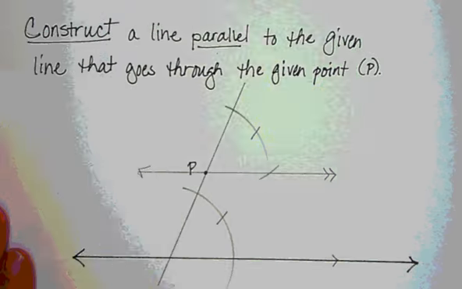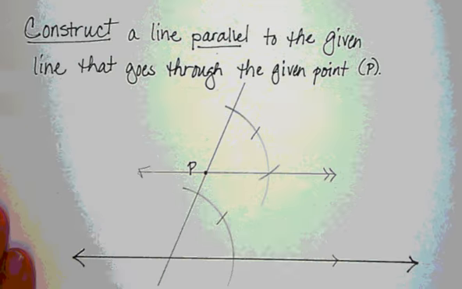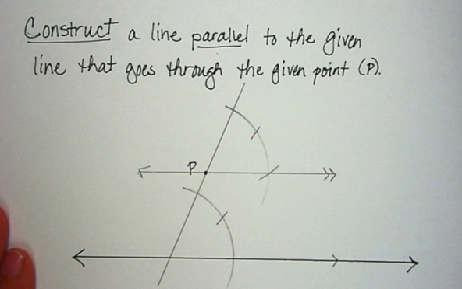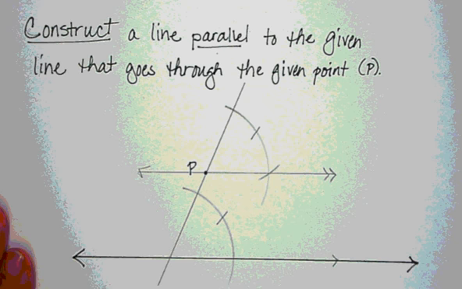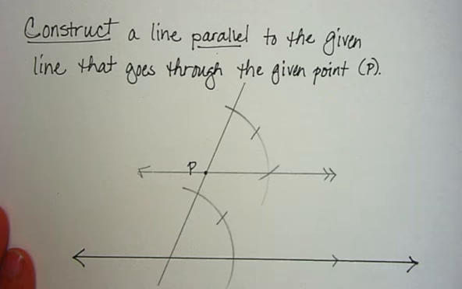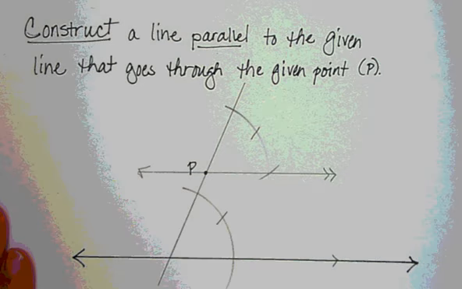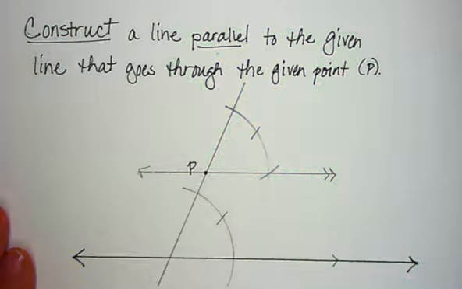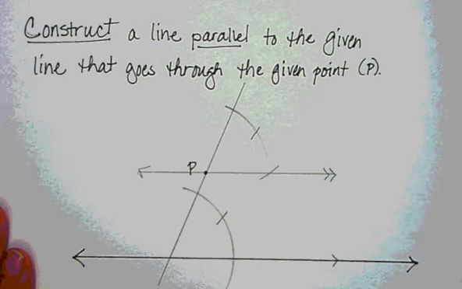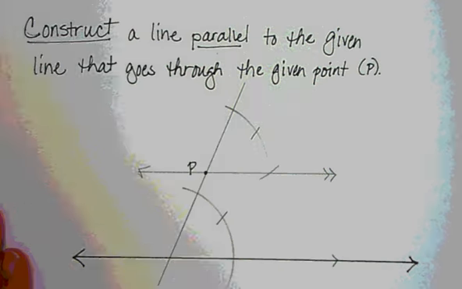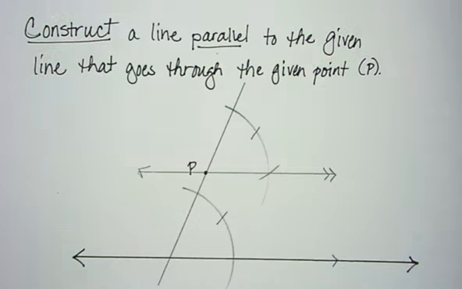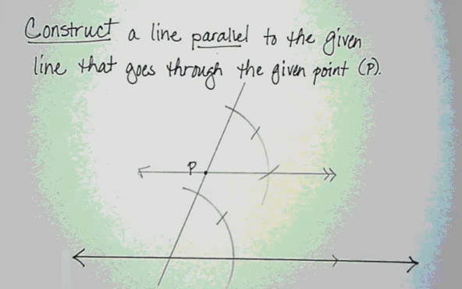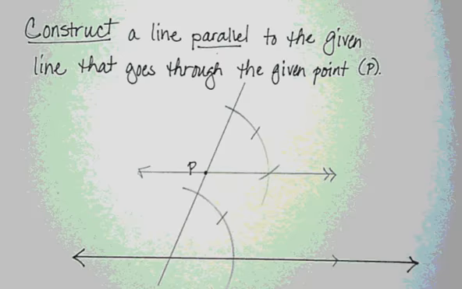Now, yes, there are other ways to construct parallel lines, such as constructing congruent alternate interior angles. I prefer this method because you don't have as many arcs from the compasses crossing over each other that can become confusing. So again, these lines would be parallel because we've actually created a pair of corresponding angles that are congruent.